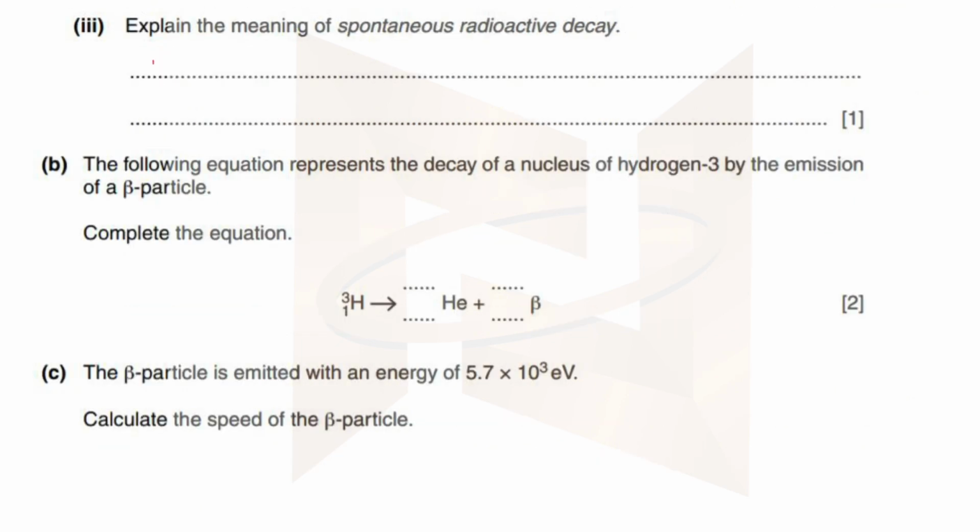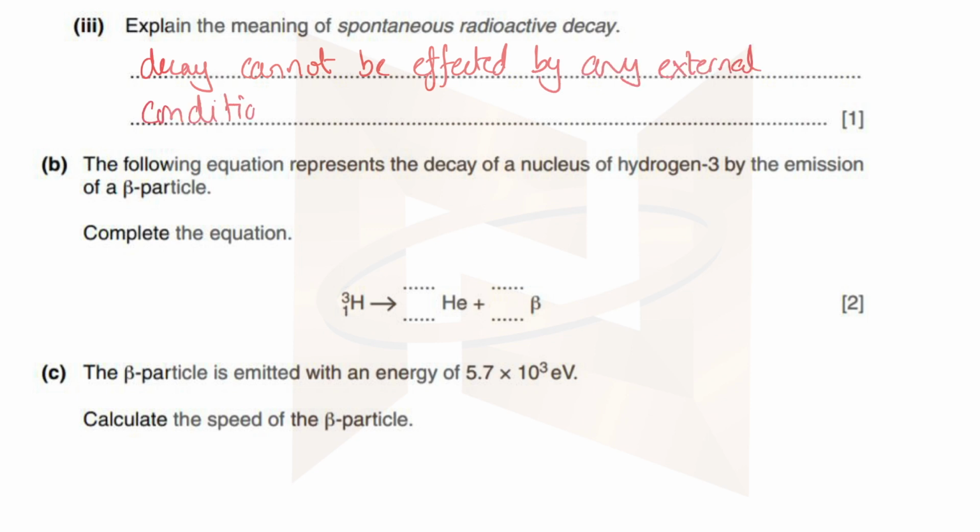Now, spontaneous means that the decay is not affected by any external conditions such as temperature and pressure. Now you know that beta is 0, minus 1. So this number should be 3 and this should be 2, because 2 minus 1 gives you 1.